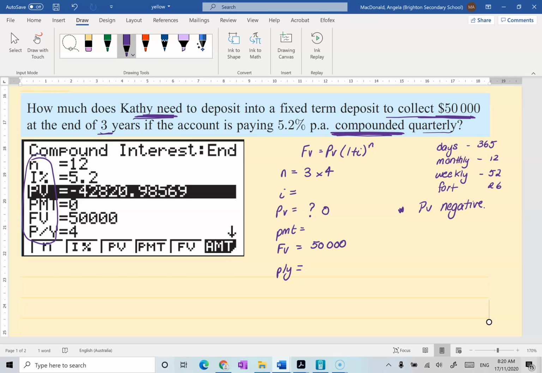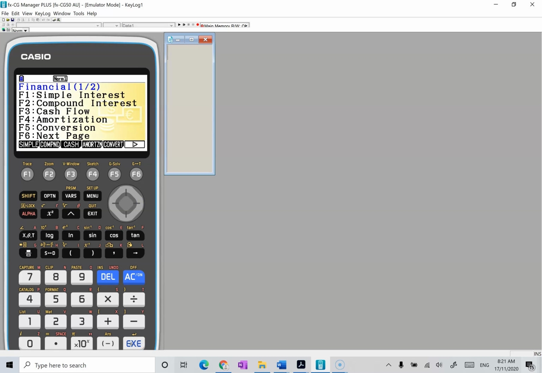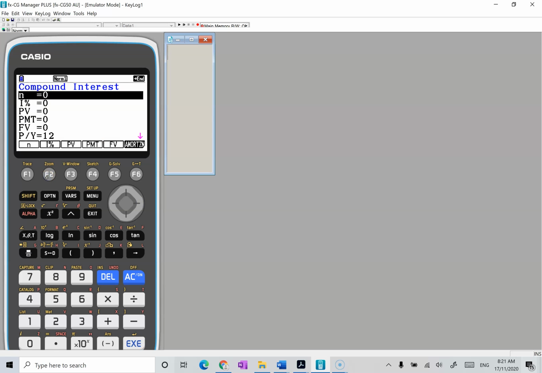And so don't forget, we pop it here, and then we also have to put it for the PY. The PMT, it's not a PMT question, so it's just 0. And our interest, just pop it in there as 5.2. Don't touch it with anything else. So that's great. How do we pop it in our calculator? Here we go. So we have to go down to the finance section. Okay, we press compound, and then it's as simple as putting in your information.